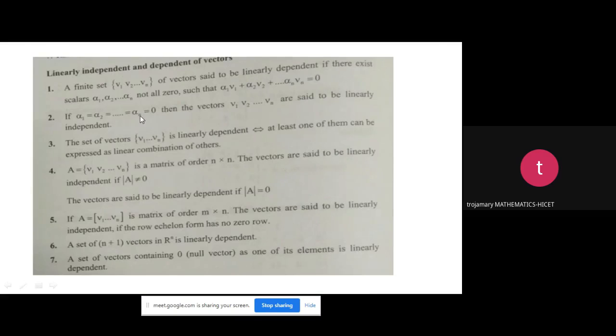Then linearly independent and linearly dependent vectors. We already saw the example. The definitions are given, but the vectors are said to be linearly independent if determinant A is not equal to 0, and dependent if determinant A is equal to 0. This is the most important formula. This is the direct formula to check whether the given vectors are linearly independent or linearly dependent.